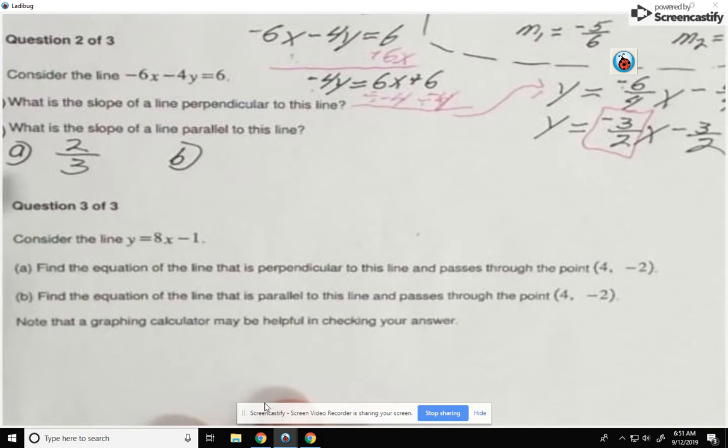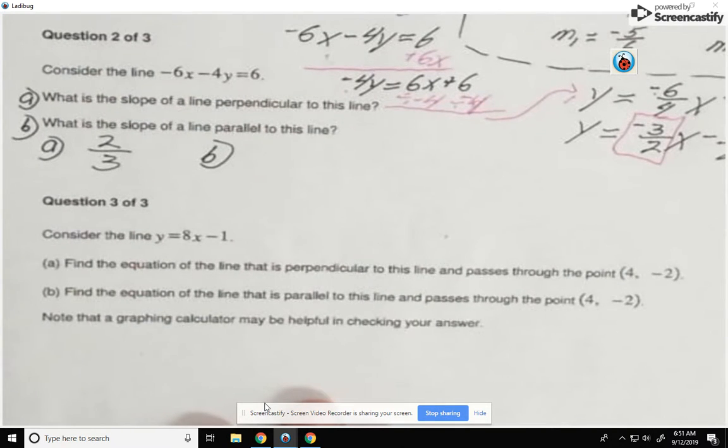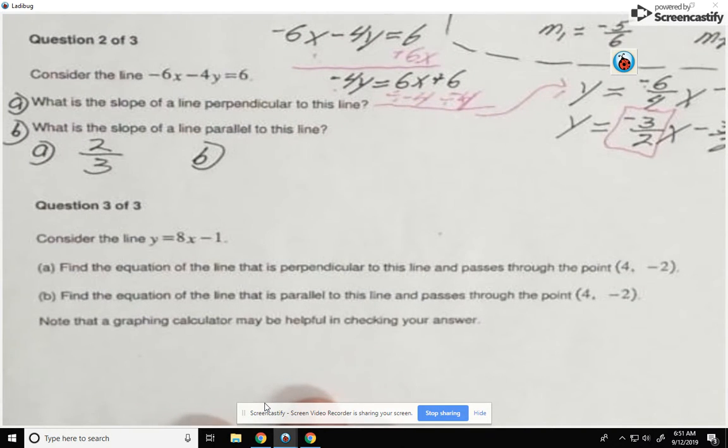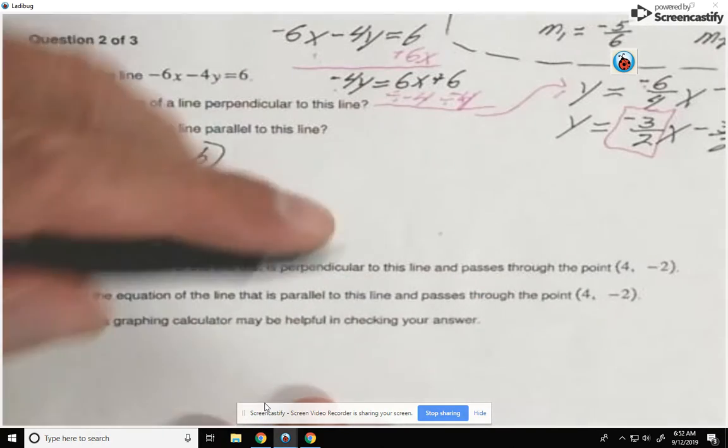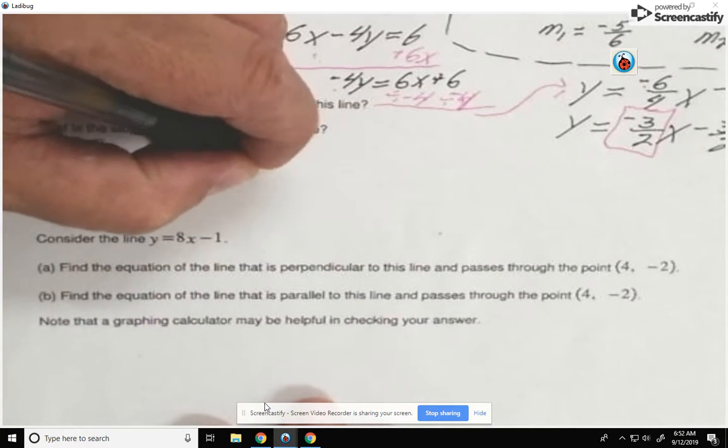The second question, which I'm going to label as B, asks us for the parallel. All right. Again, the parallel slopes are exactly the same. So in this case, it's going to be -3 over 2.